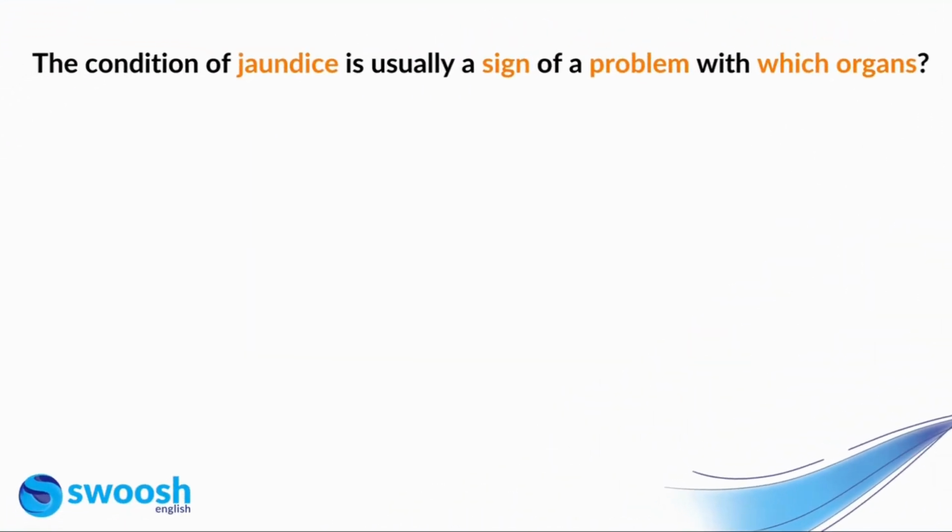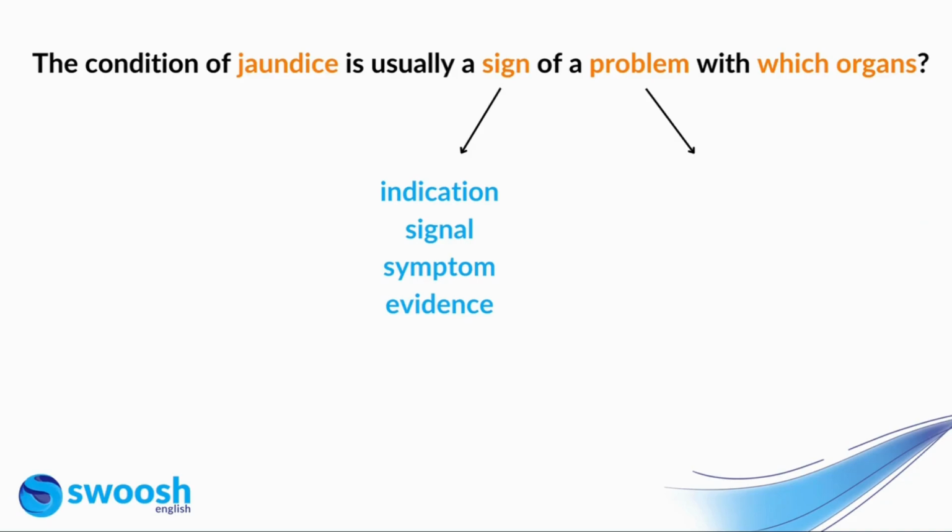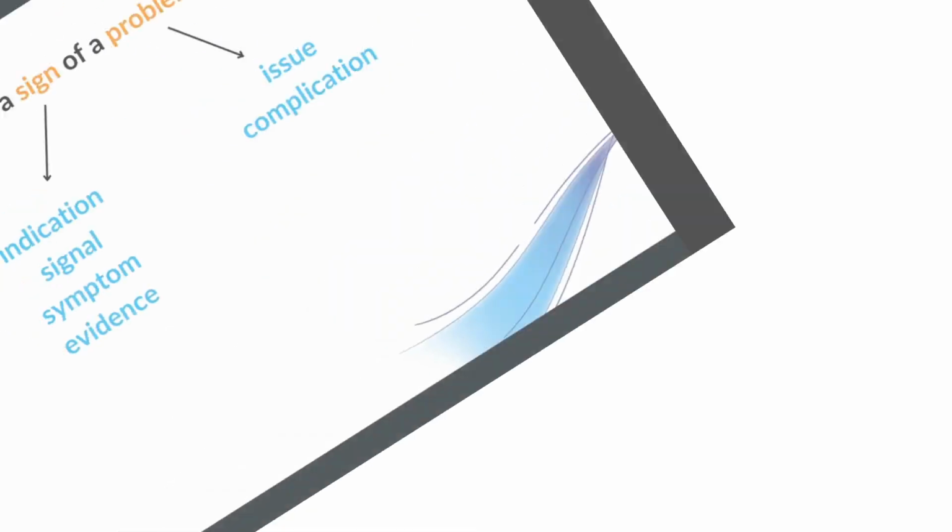Now, first, let's think of some synonyms for sign. We might see indication, signal, symptom, evidence. These are just a few synonyms that I thought of, but maybe you can think of even more. And then problem. We might have issue or even complication. So now we've got an idea of ways that this question might be paraphrased. Let's go to the text and have a look.